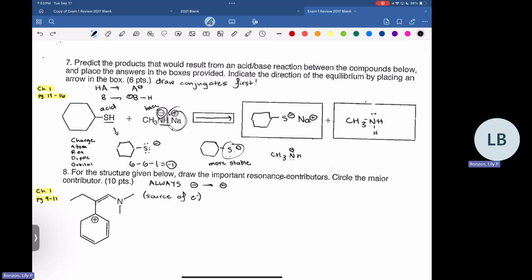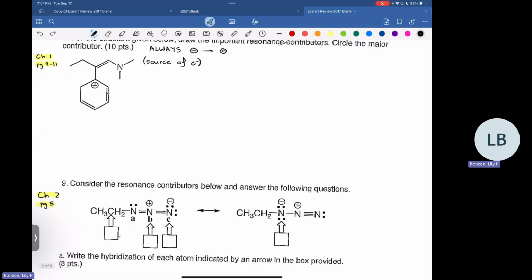Just compared to the nitrogen anion, the sulfur anion is going to be more stable than the nitrogen anion. So that's going to be where the equilibrium lies, because you're always going to want to form the equilibrium towards the more stable compounds. That's just kind of how the equilibrium works. Yeah, pretty much. Okay, I'm going to go ahead and move on.